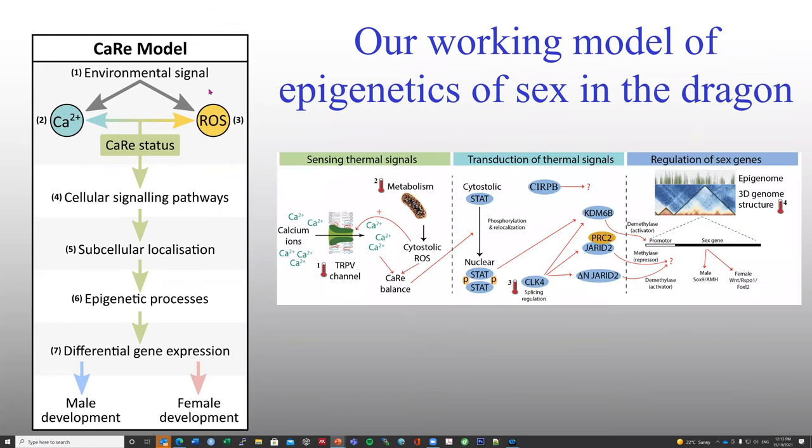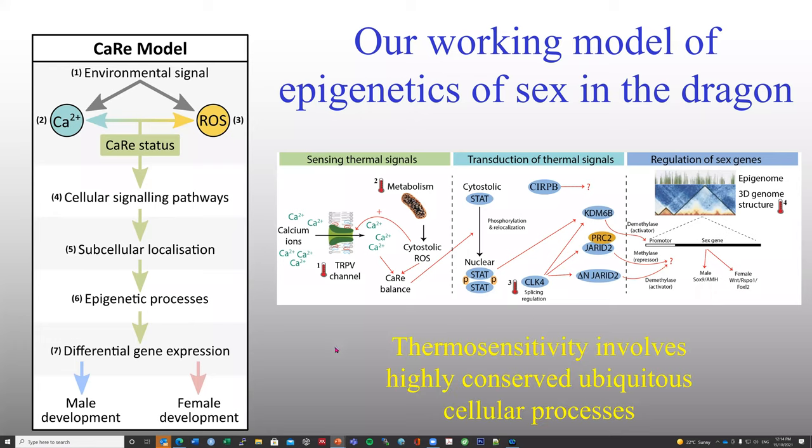Okay, so we've got our theoretical model in place, a working model which has been pulled together from the literature. So every arrow in this diagram has support from the literature. It may not be in reptiles, maybe in mammals, maybe in birds, maybe in fish, but we've pulled together this working model that provides a foundation for the experimentation that we're going to do in the project if it gets funded. So to finish up, I'll just say that thermosensitivity involves highly conserved, ubiquitous cellular processes, which is a very recent development that's come out of the work of Turk Wren, Blanche Capel's lab, and our own lab.